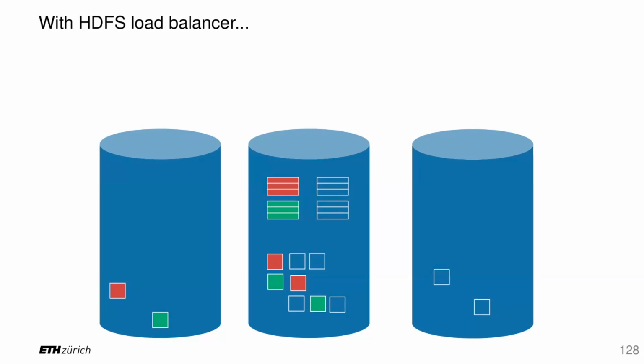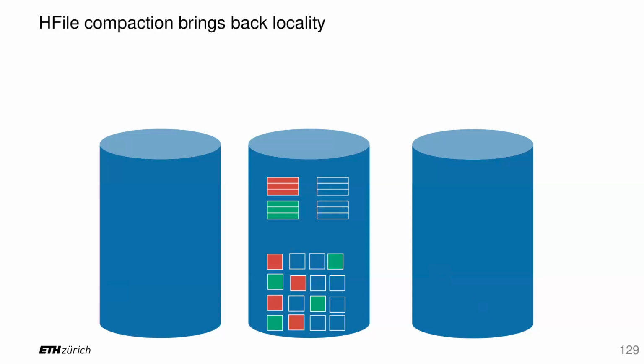However, you remember that after we have flushed, we will compact. And when we compact, we again write a completely new file to HDFS. That is the compacted file obtained from the previous ones. And because when we compact, we write a new file, we again write from the region server to the data node, and it's again the same machine. So the new HFile that is compacted from the previous ones will again be on the same machine. So you see, it's magic. Every time you flush, every time you compact, you bring back a copy of the data on the same machine.